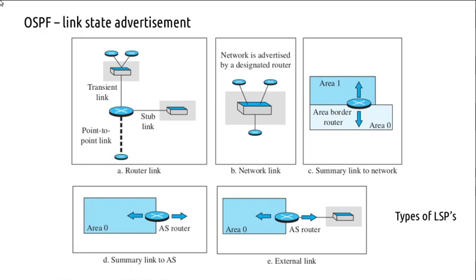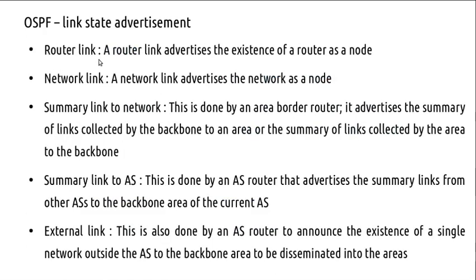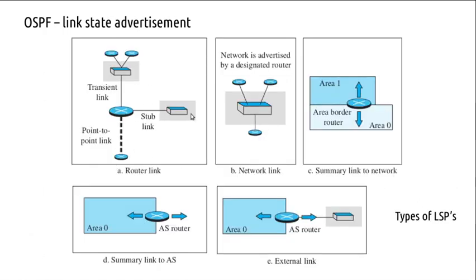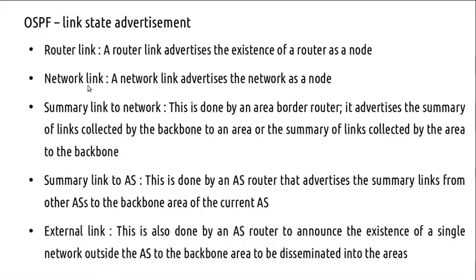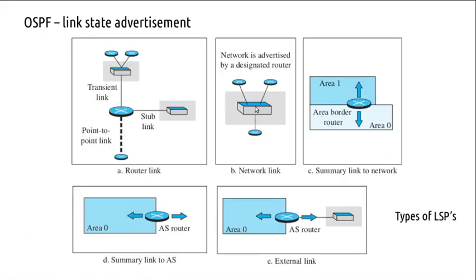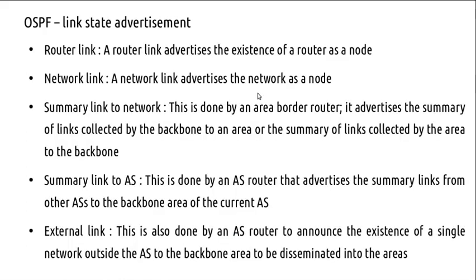One is called a router link. You advertise the existence of a router. This is a point-to-point link, so this link is advertised. Then there is a transient link. A transient link is a network link, which advertises the network as a node. You advertise that this network is reachable by this router. So this is a network link. Different types.